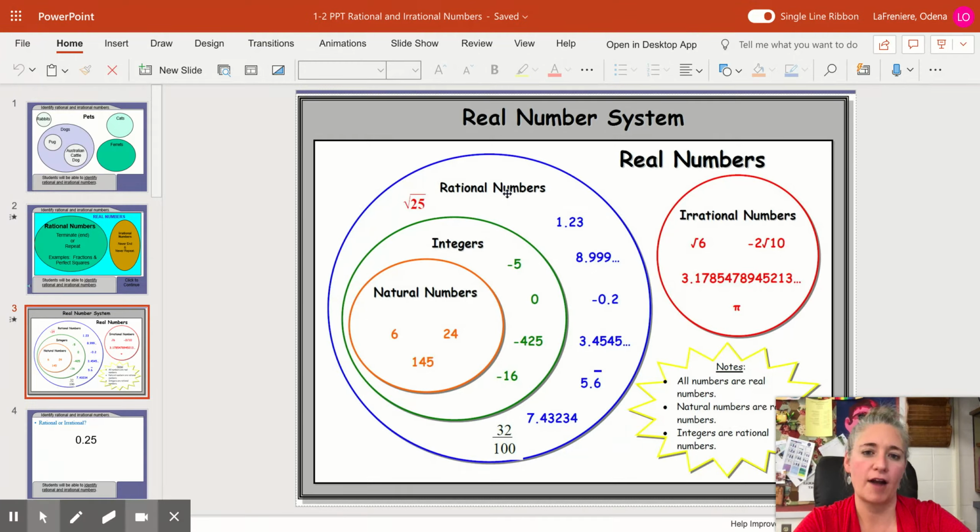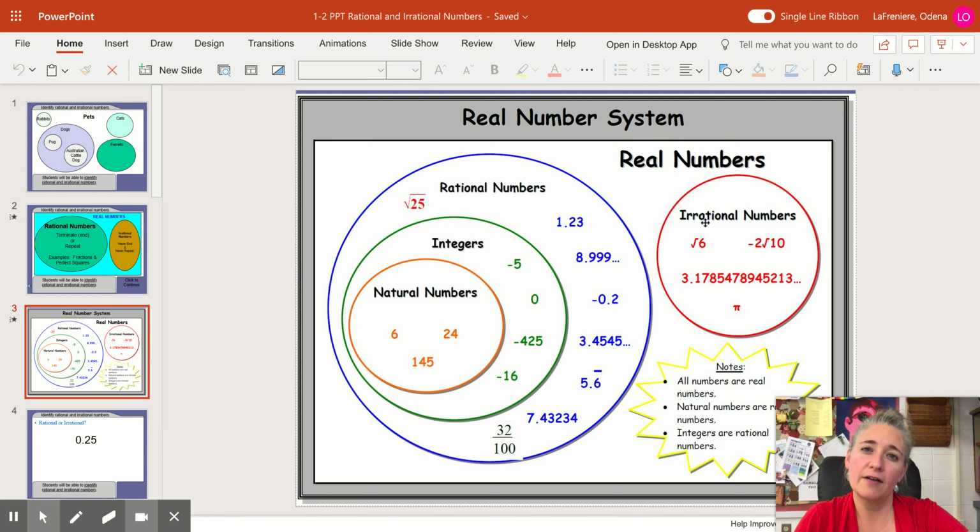So here we have rational numbers. Again, it could be a perfect square root, such as the square root of 25, because the square root of 25 is 5, which is a whole number, which goes in here. Notice this decimal is rational because it is repeating, and this one's rational because it ends. And fractions, again, are rational. And all these other little numbers in here are also considered rational numbers.